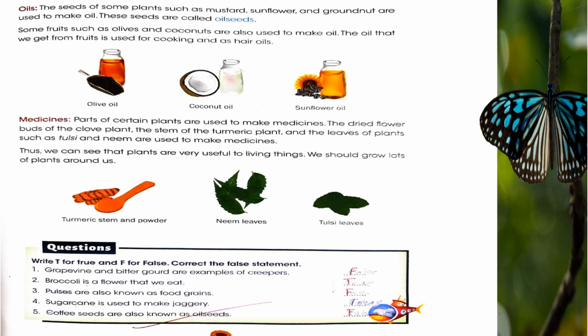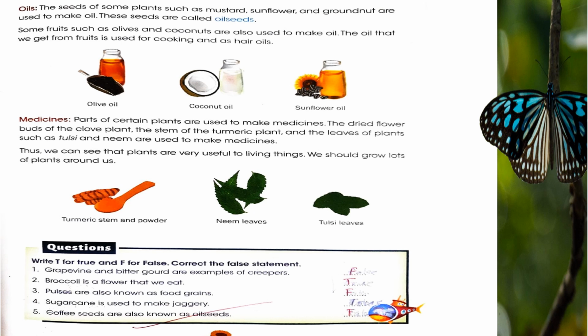Now the time for question answer. Write T for true and F for false. Grapevine and bitter gourd are examples of creepers. It's false. Broccoli is a flower that we eat. It's true. Pulses are also known as food grains. It's false.